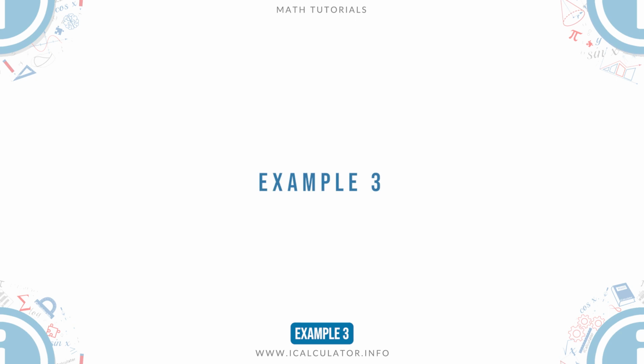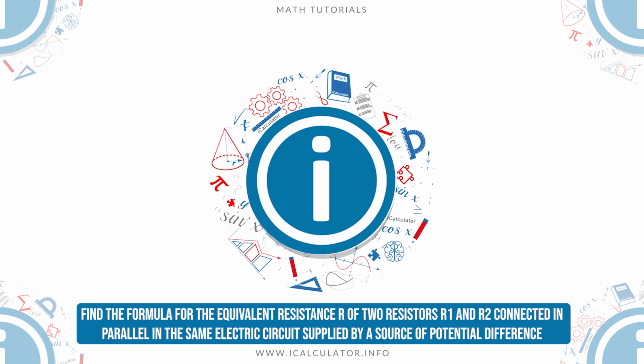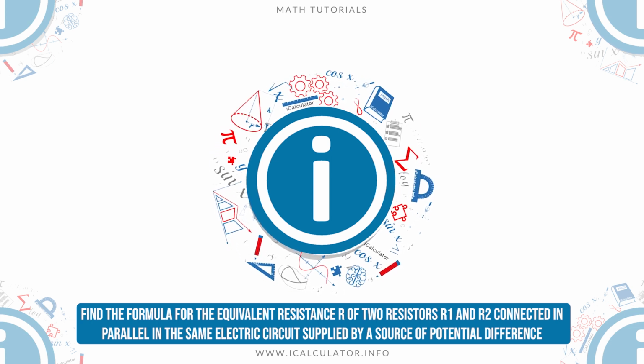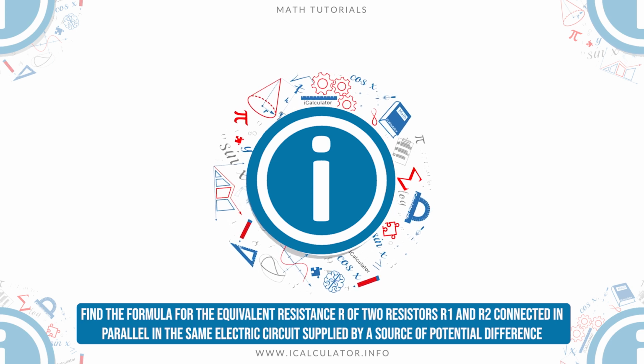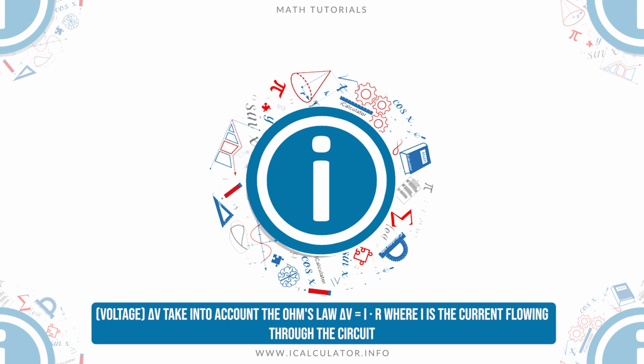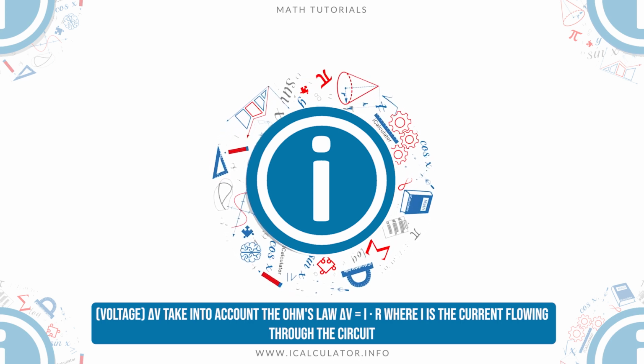Example 3. Find the formula for the equivalent resistance R of two resistors R1 and R2 connected in parallel in the same electric circuit supplied by a source of potential difference, voltage, delta V. Take into account the Ohm's law delta V equals IR, where I is the current flowing through the circuit.